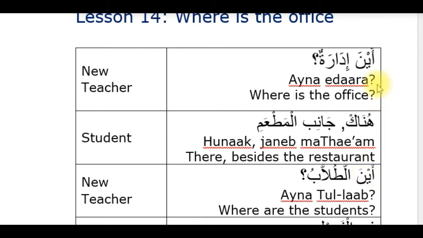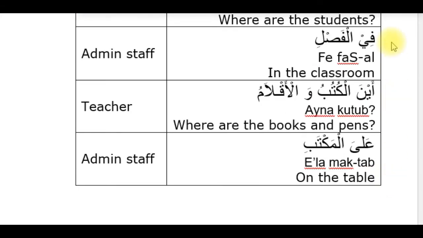أين إدارة؟ هناك جانب مطعم. أين الطلاب؟ في الفصل. أين الكتب والأقلام؟ على المكتب.